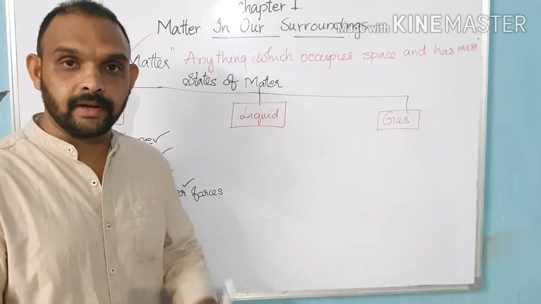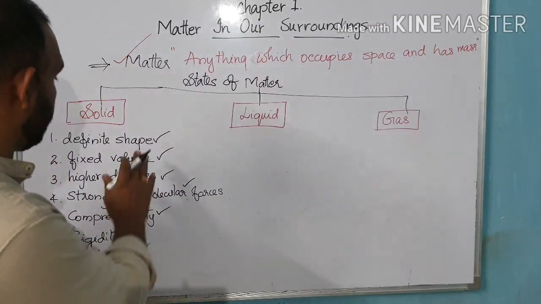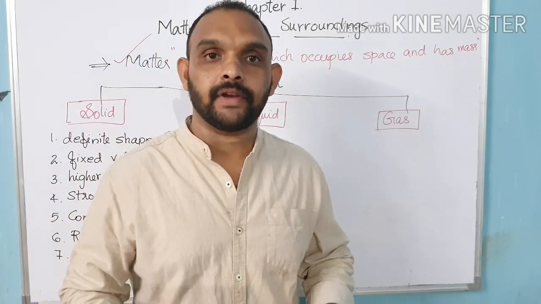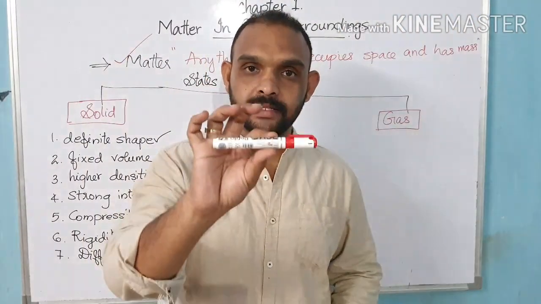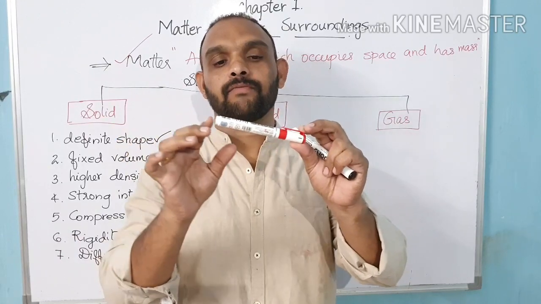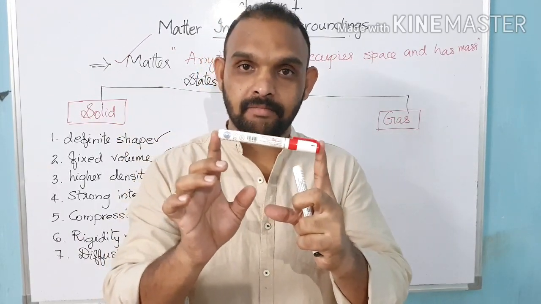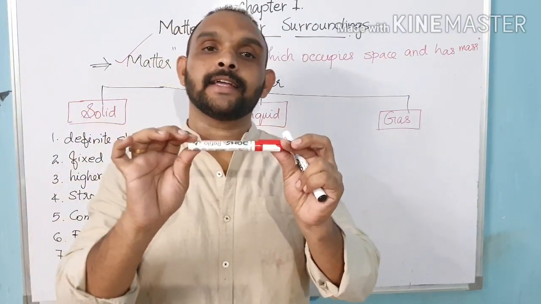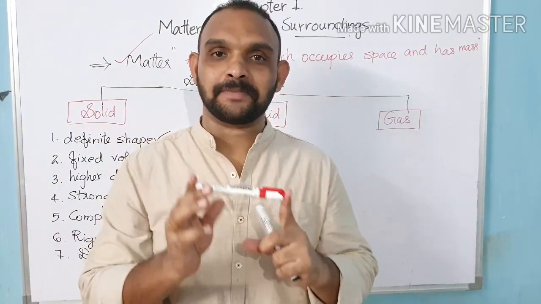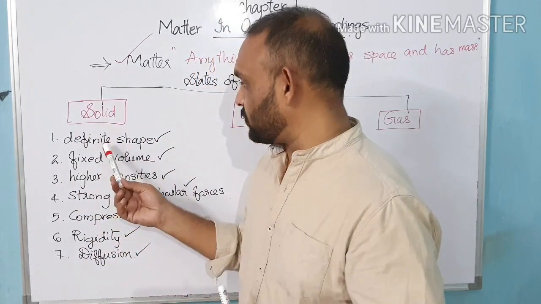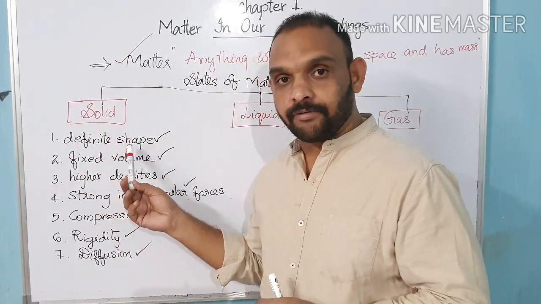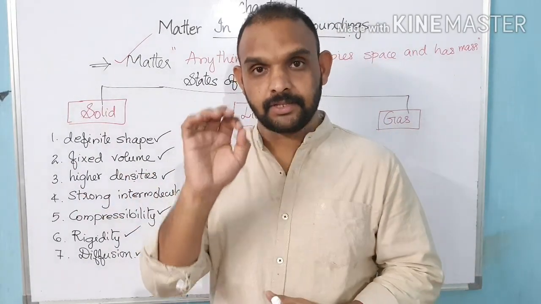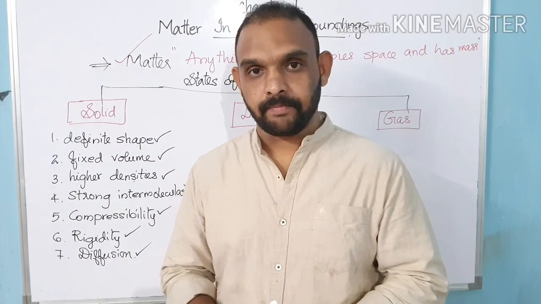We will see this in detail. First of all, definite shape. We know that solids have a definite shape. For example, what is this? This is a pen. We cannot call this a pencil because it's common sense, and if it looks like the shape of a pen, we call it a pen only. So that is the first one. Solids have a definite shape. Second, they have a fixed volume. Yes, solids have a fixed volume.